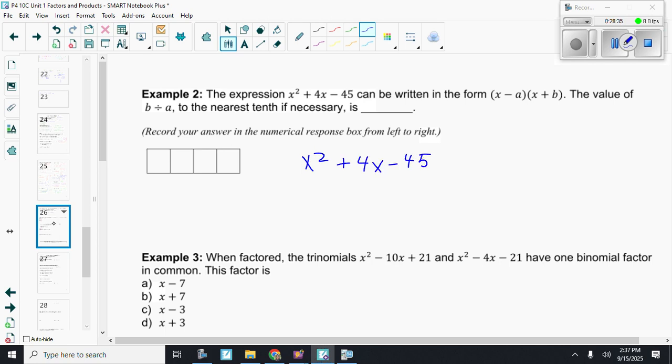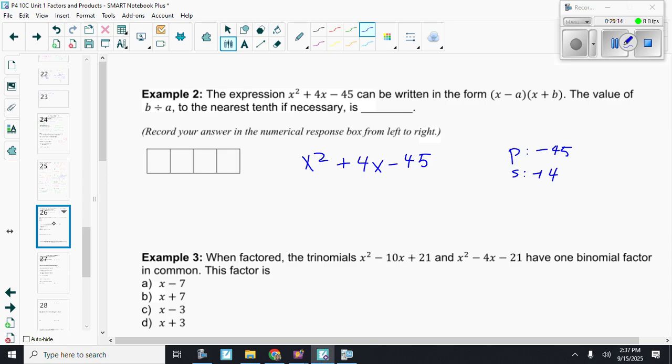Do we need to do greatest common factor with this one? No, because there is no greatest common factor. There's no number in front of the x squared, so we can go right to simple trinomial, right to product sum. So 2 numbers that multiply to negative 45 and add to give me positive 4. Think on that. What 2 numbers multiply to give me negative 45 and add to give me positive 4?